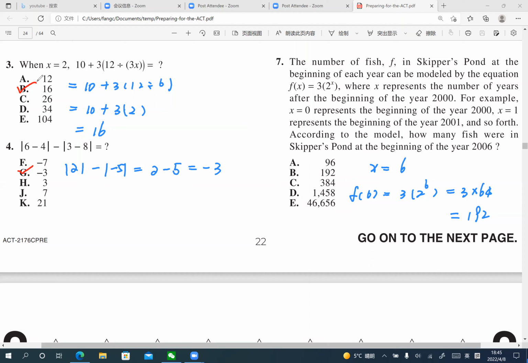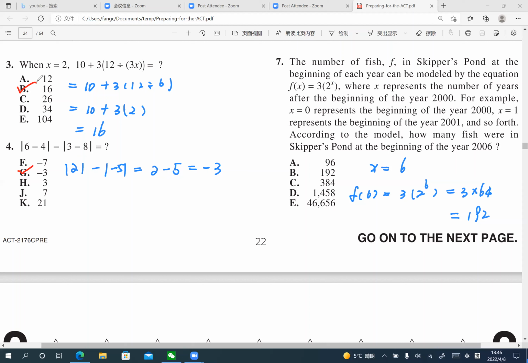Question 7. The number of fish F in Skipper's pond at the beginning of each year can be modeled by the equation f of x equals 3 times 2 to the power of x, where x represents the number of years after the beginning of the year 2000. For example, x equals 0 represents the beginning of the year 2000. x equals 1 represents the beginning of the year 2001, and so forth. According to the model, how many fish were in Skipper's pond at the beginning of the year 2006?